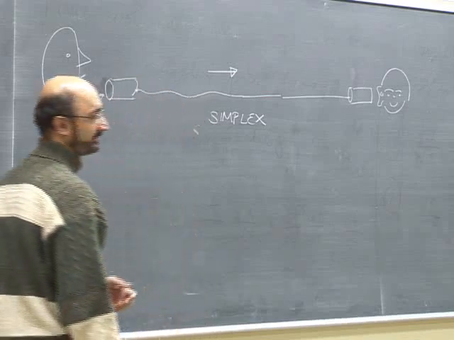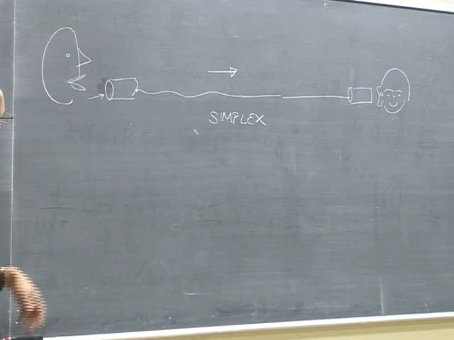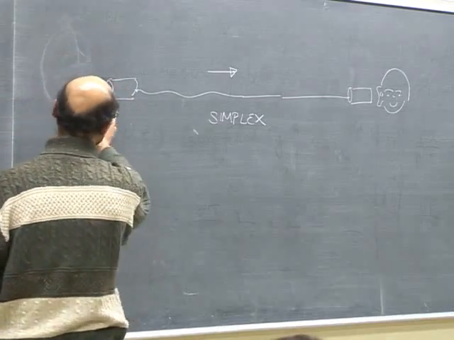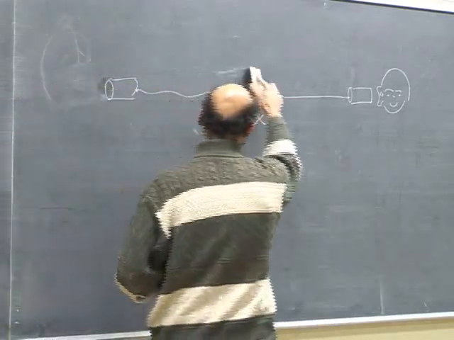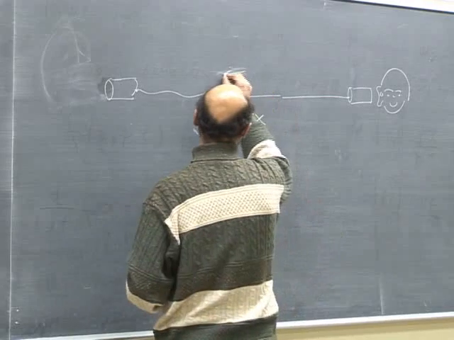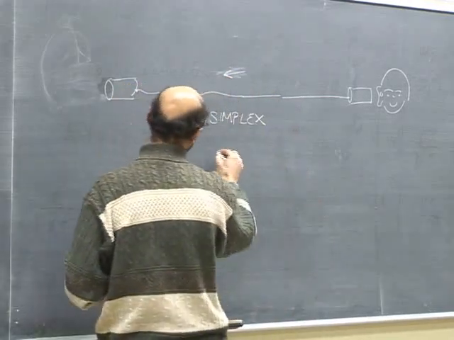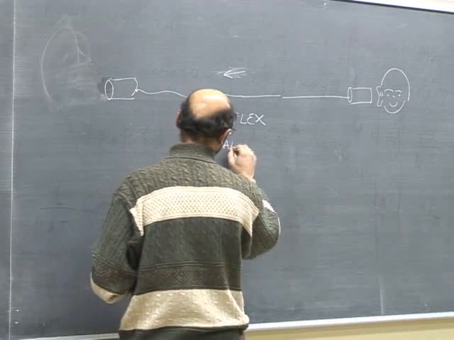Actually, the tin can is not simplex. It's actually something more complicated, because you could interchange it. This person could hear and the other person could speak, and then the direction changes. So it goes either one way or the other. It's not actually simplex. What it is, is what's called half duplex.